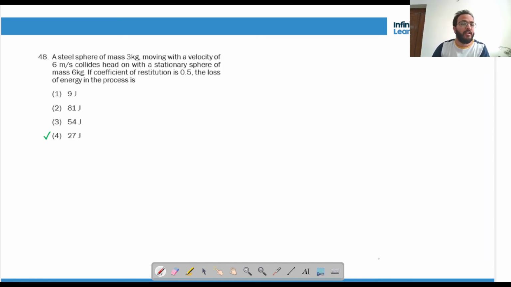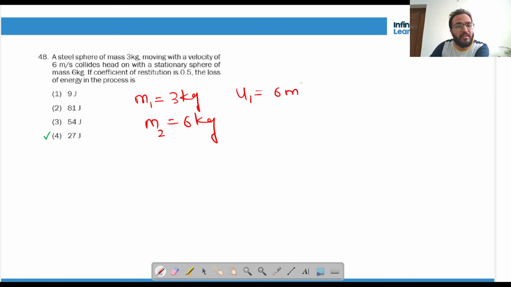Got it? 48. A steel sphere of mass 3 kg moving collides head on with a stationary sphere, and the coefficient is given, find the loss of energy in the process. Again, very simple, students. M1 is given 3 kg, right? M2 is given 6 kg. U1 is given 6 meter per second. U2 is given 0. E is given 0.5.